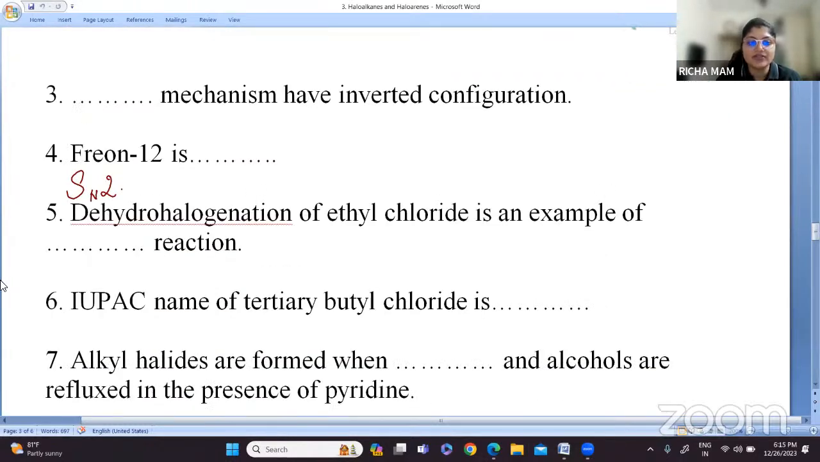What is Freon 12? What is the formula of Freon 12? It is CCl2F2. That is a chlorofluorocarbon with the chemical formula CCl2F2.